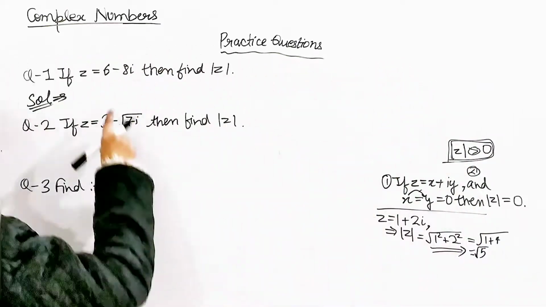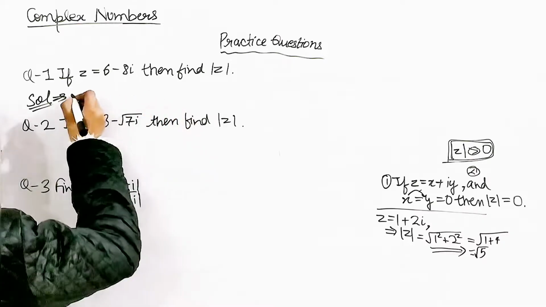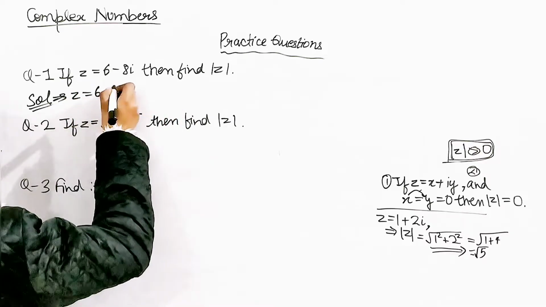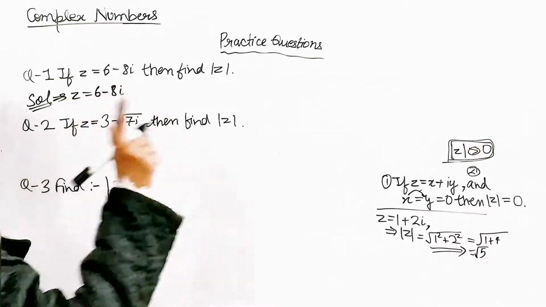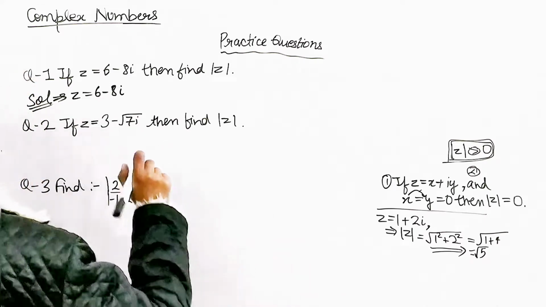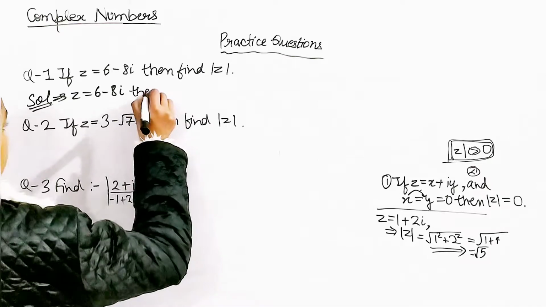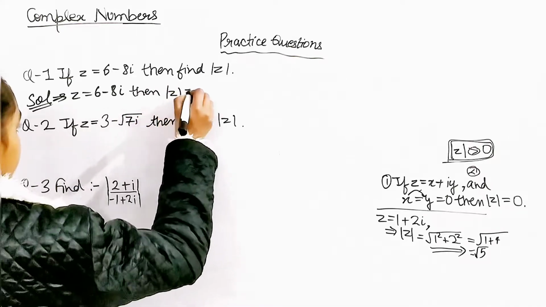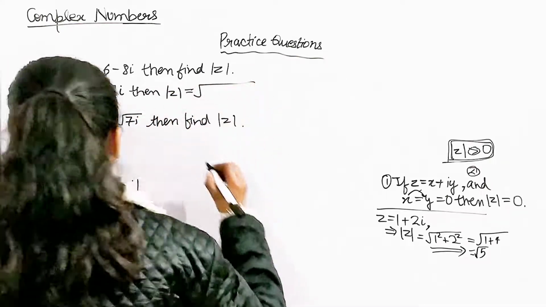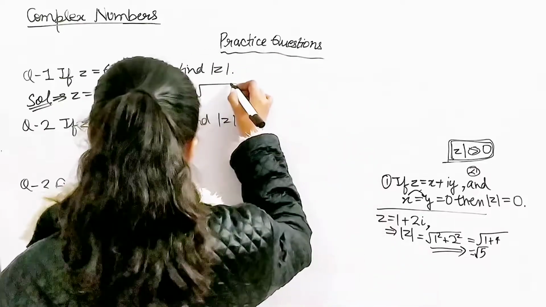So z is equal to 6 minus 8 iota. And we have to find mod z. Then mod z is equal to, we'll take it under root.